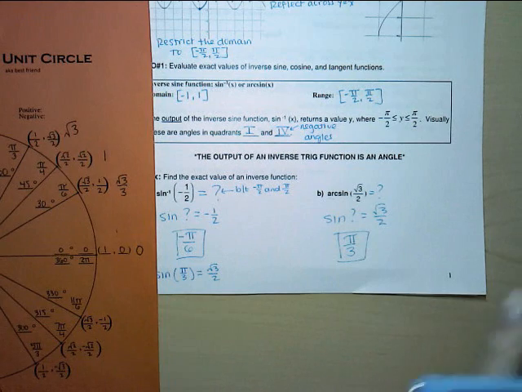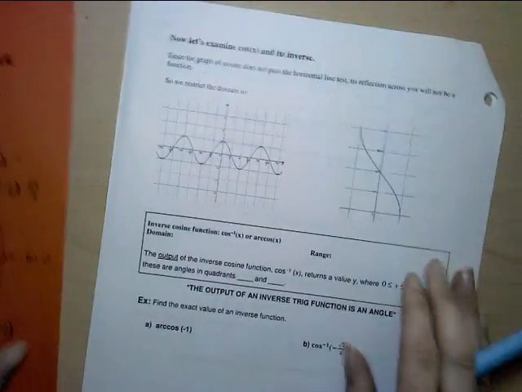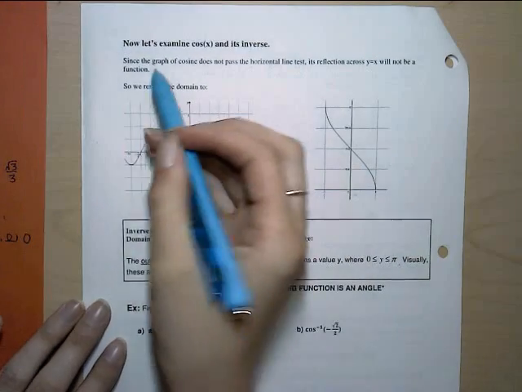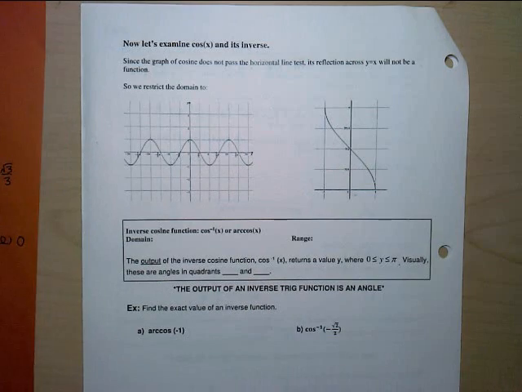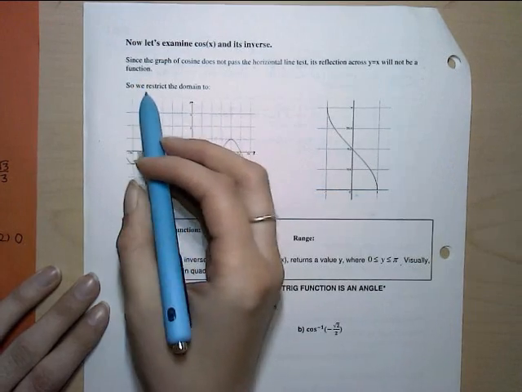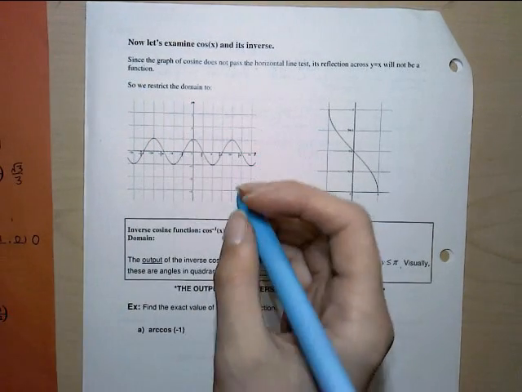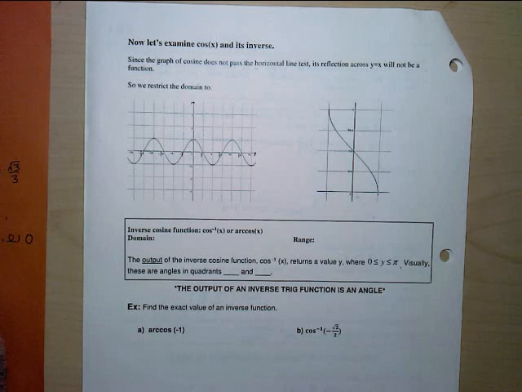So now we're just going to apply the same concept to cosine and tangent. So I'm going to go through it a little bit faster because it's the same idea. So since the graph of cosine does not pass the horizontal line test, the reflection across y equals x will not be a function. So we're going to restrict the domain to, okay, hold on, someone's knocking at my door.